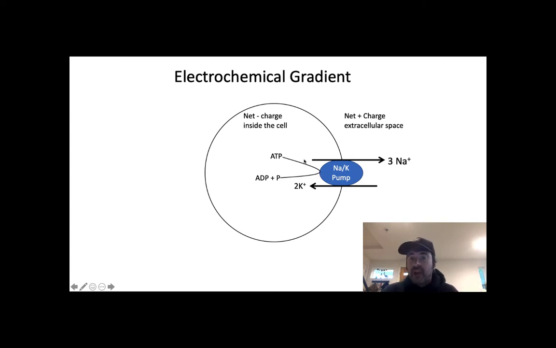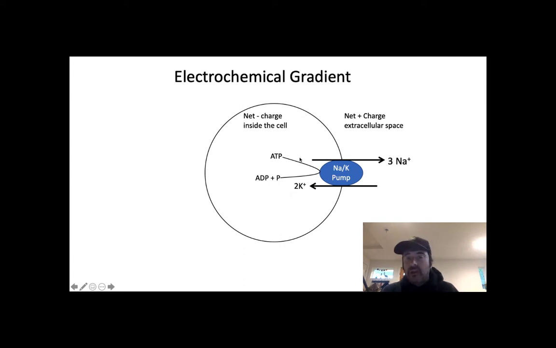And for every cycle of the sodium potassium pump, 3 sodium ions are moved from the ICF to the ECF, and 2 potassium ions are moved from the ECF to the ICF at the expense of 1 molecule of ATP. This is a primary active transport process. We're moving solute particles against their concentration gradient, not with their concentration gradient.